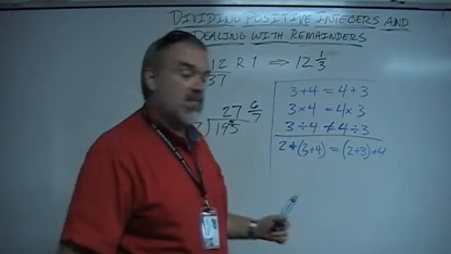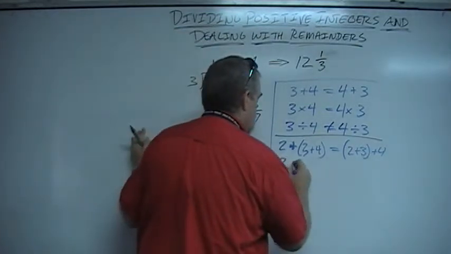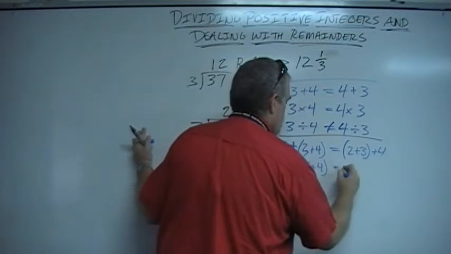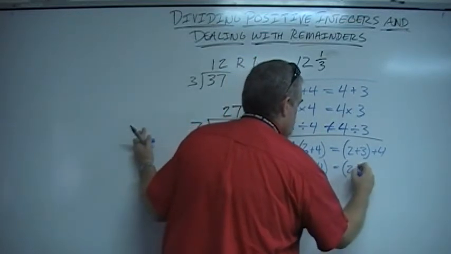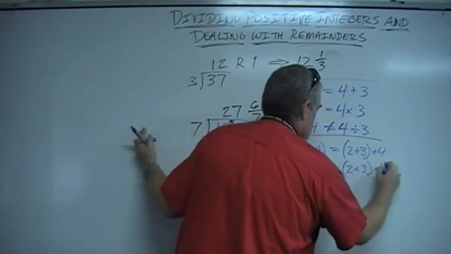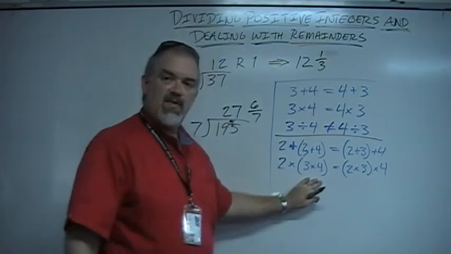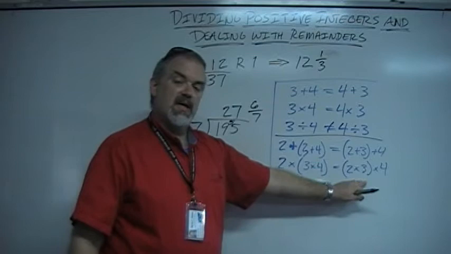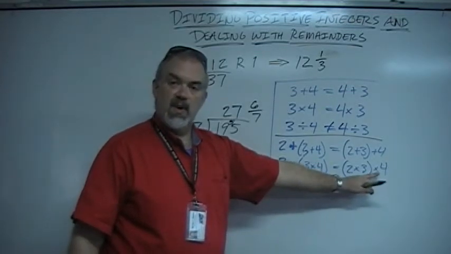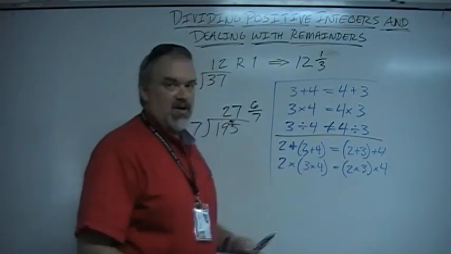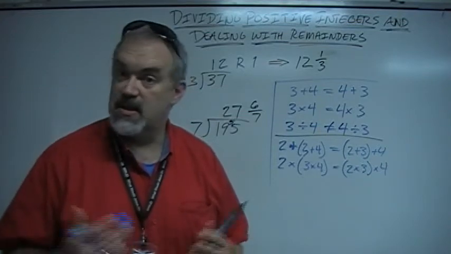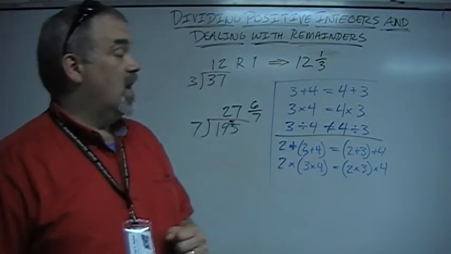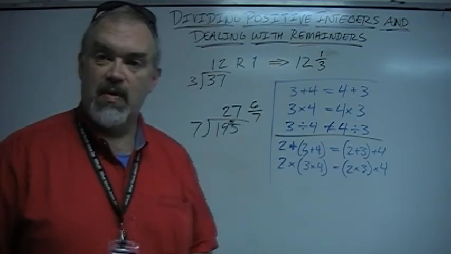We can do the same thing with multiplication. Let's say we had 2 times (3 times 4) equals (2 times 3) times 4. 3 times 4 is 12, times 2 is 24. 2 times 3 is 6, times 4 is 24. Okay? We cannot do the same thing with division. It just doesn't work quite the same way. And that is dividing positive integers and dealing with remainders.